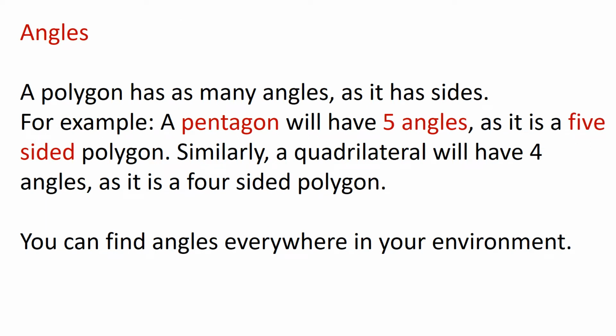Children, a polygon has as many angles as it has sides. For example, a pentagon will have 5 angles as it is a 5-sided polygon. Similarly, a quadrilateral will have 4 angles as it is a 4-sided polygon. You can find angles everywhere in your environment.